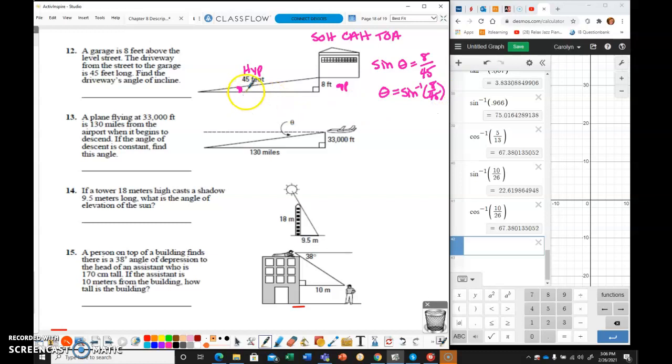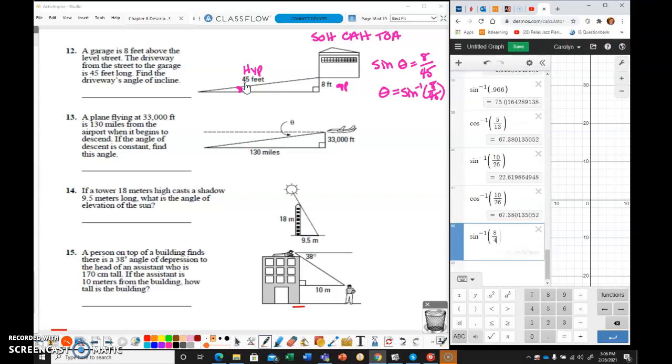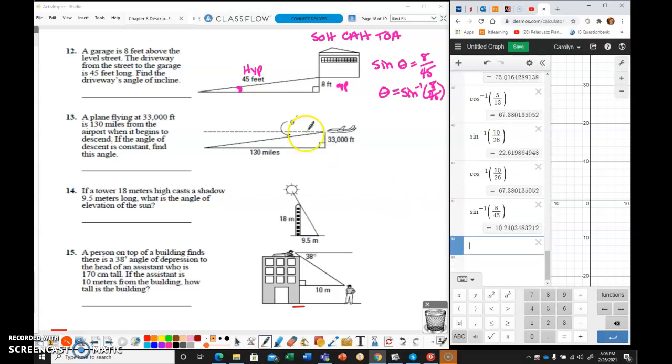Now this, I'm thinking, should be a very small angle because we're talking about a driveway on a hill. We don't want it to be too great of an angle, right? Let's make sure. So let's do the inverse sine of 8/45. And that is a pretty small angle. It doesn't tell me what to round to, so I'm going to give it a 10.2 degrees here.